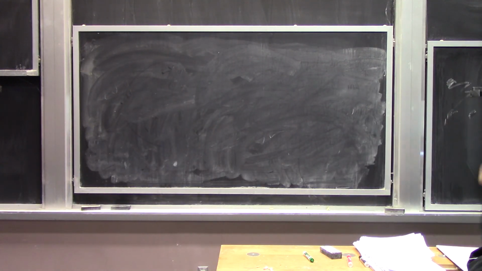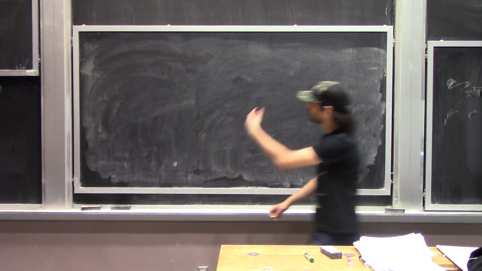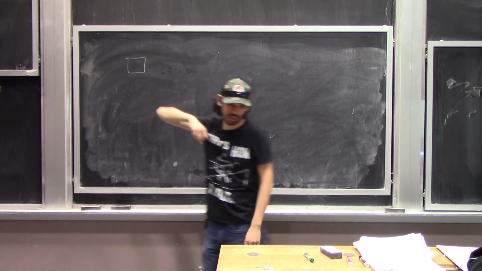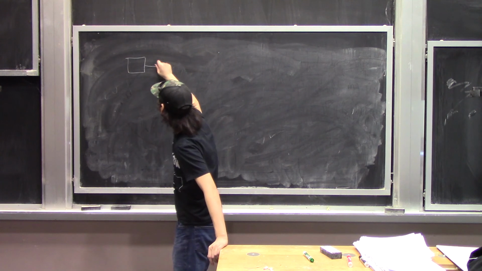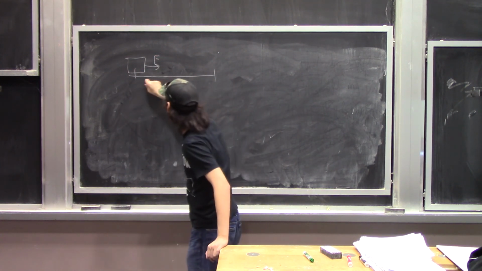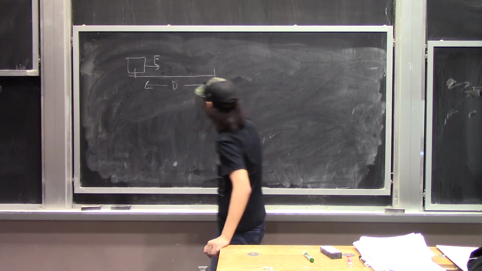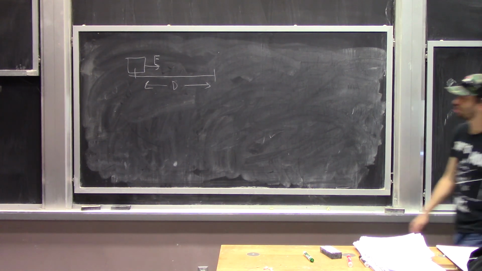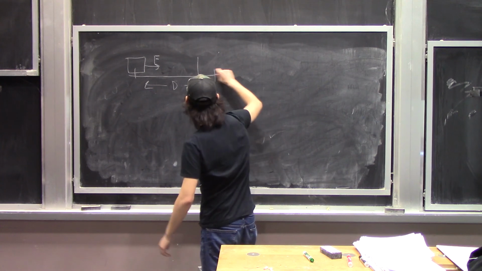Okay, so let's go ahead and talk about this one. Let's draw a picture to see what's going on here. We have our block, and we're applying some force to it over some distance, which we'll call d. What we'd like to do is determine what the velocity of this block is going to be by the time it gets over to here.